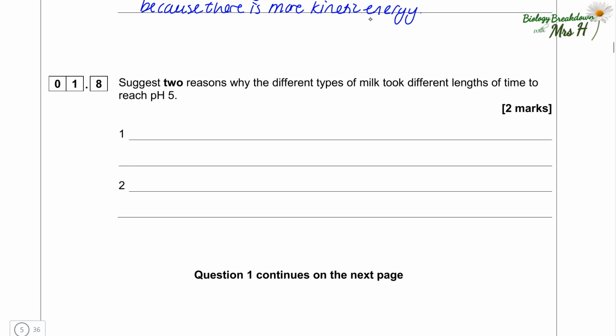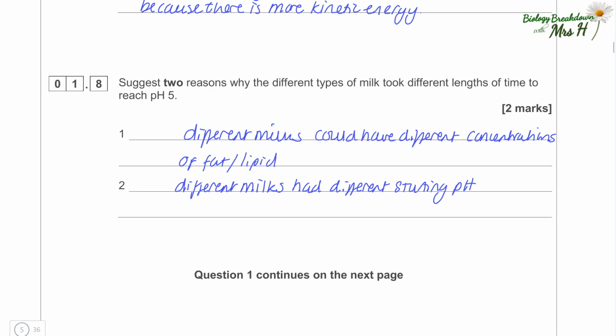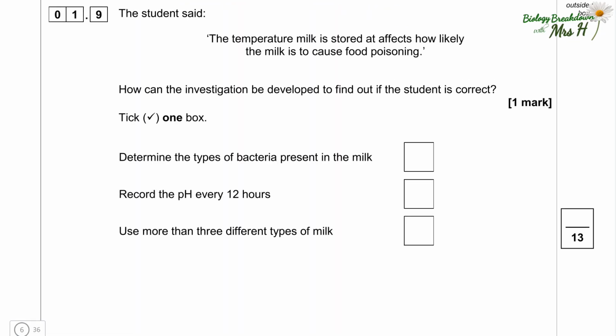5. So it's a suggest question. That means we need to just take an educated guess. So let's go for different milks could have different concentrations of fats or lipids. Maybe the different milks had a different starting pH. The student said the temperature milk is stored at affects how likely the milk is to cause food poisoning. How can the investigation be developed to find out if the student is correct?